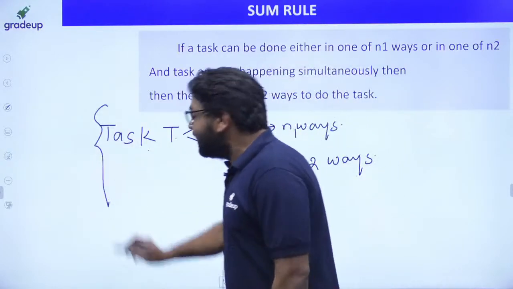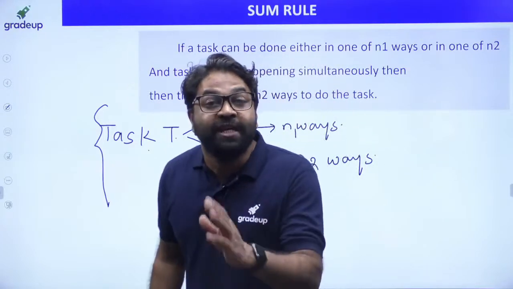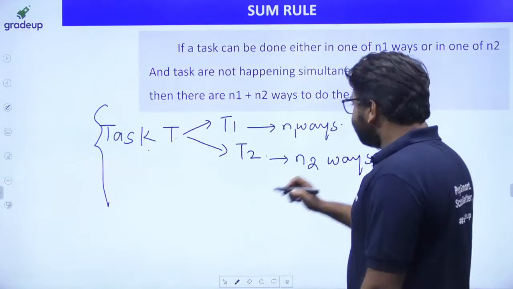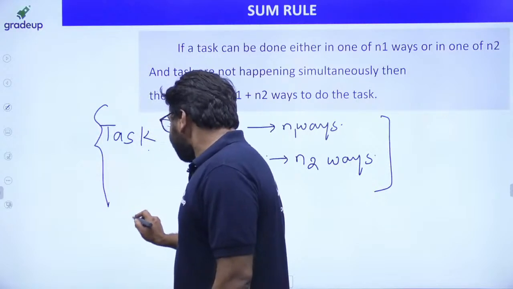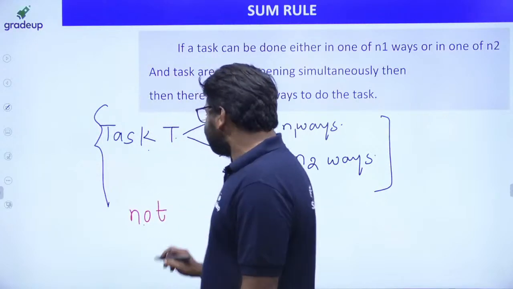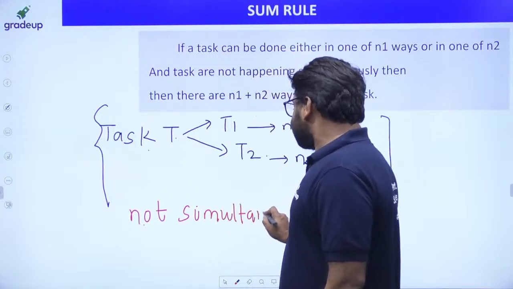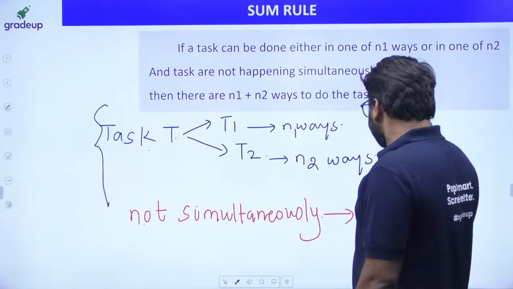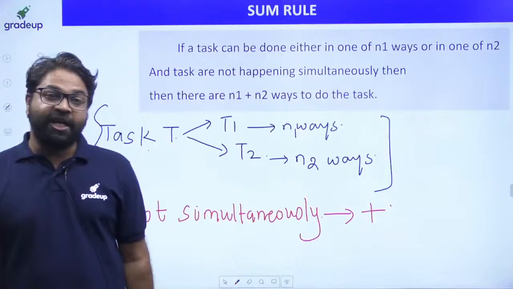The difference is basically when something is not happening simultaneously. When something is not happening simultaneously, then we have to use addition. So in a very simple, lucid way, I can say that if something is not happening simultaneously, then you have to use addition.